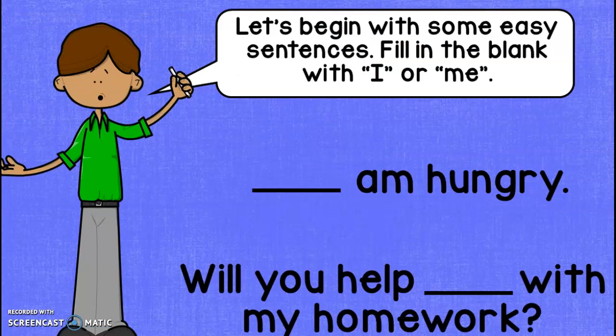So we'll start with some easy ones. If I had the sentence "blank am hungry," and you had to choose between I or me, you would know that it would be I. Okay, you would know that because it makes sense, that it sounds right, for all those reasons that I tell you that are not good reasons to know that, but you would choose the correct answer. Or "will you help blank with my homework?" Okay, again, if you had to choose between I and me, you would know to choose the word me.